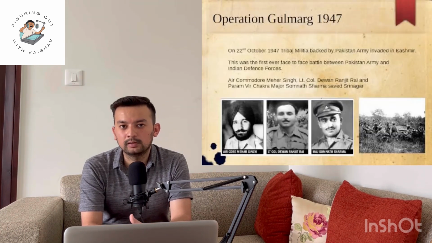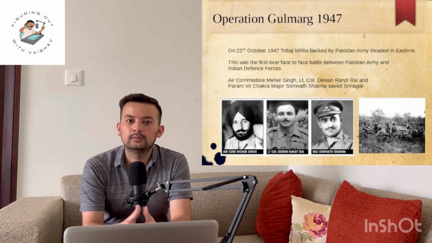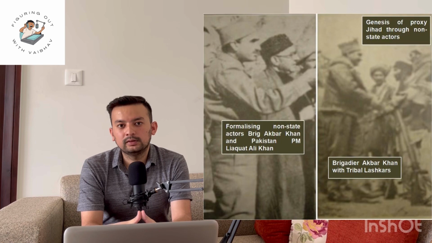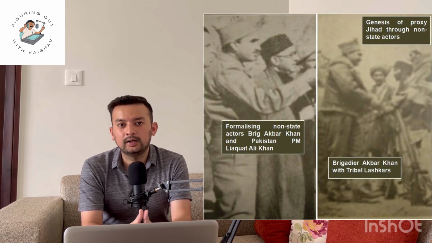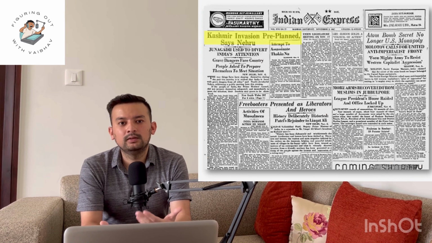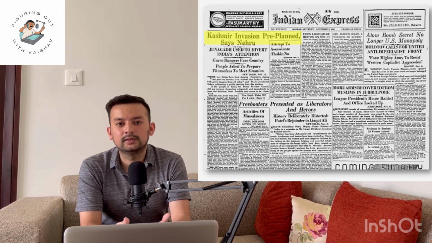On 22nd October 1947, Pakistan finally officially launched Operation Gulmarg by mobilizing tribals from the northwest frontier province. Tribesmen fully armed with modern weapons and under the direct control of Pakistani generals started invading J&K with minimal resistance from the Maharaja's forces. Two days later, on 24th October 1947, the Maharaja appealed to India for military assistance and to stop the aggression.